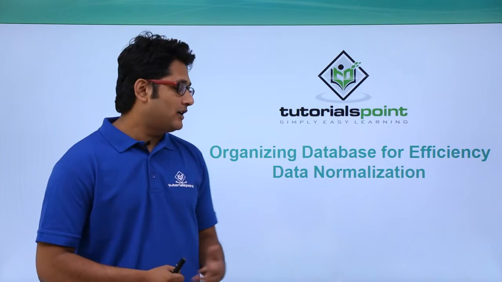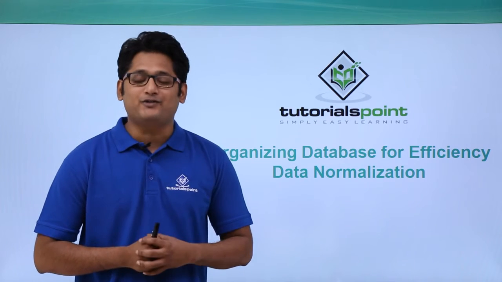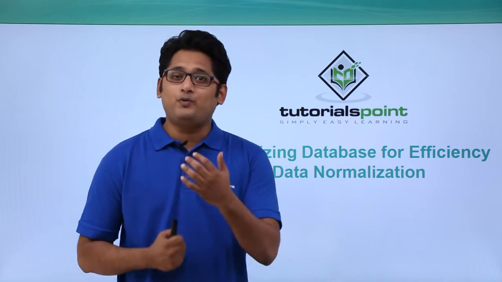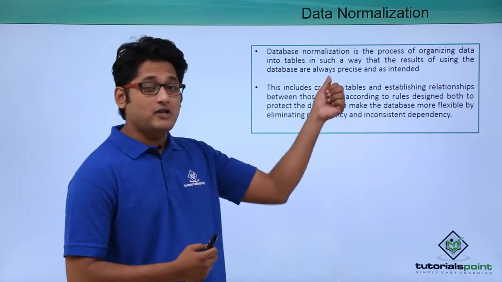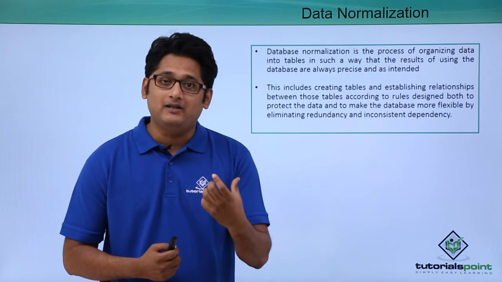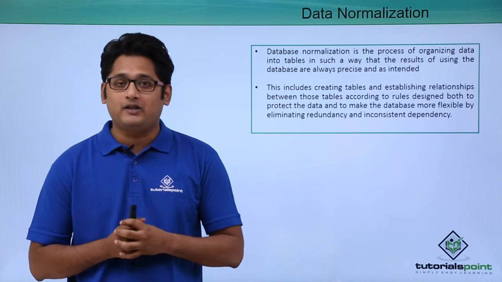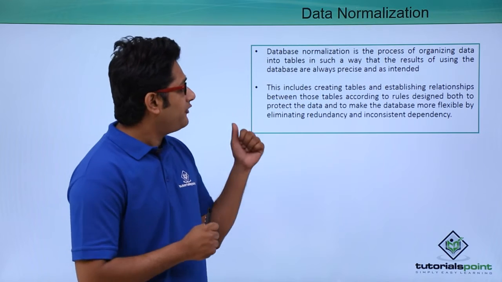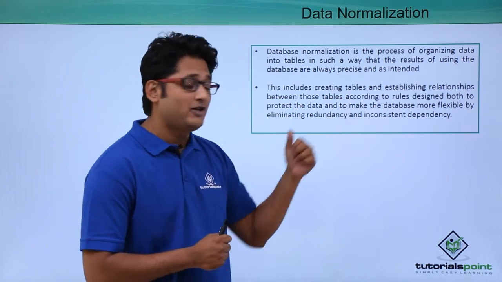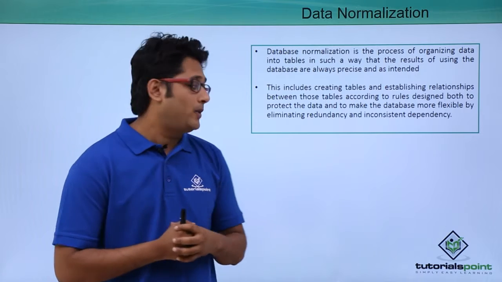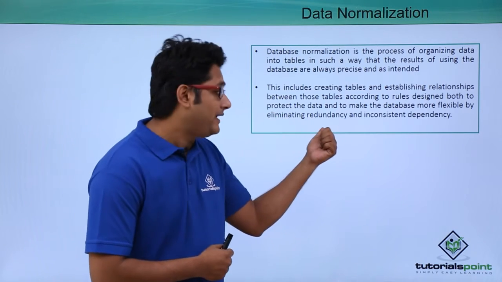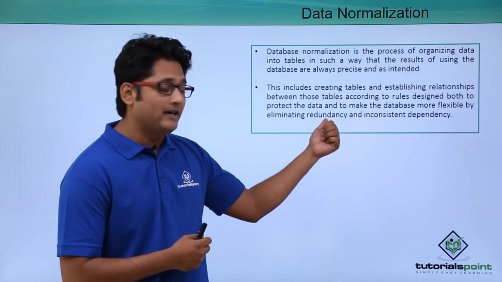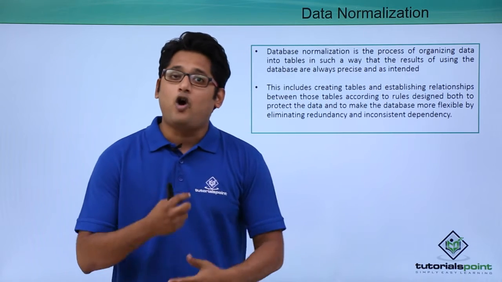In this video, we are going to talk about data normalization in Microsoft Access 2016. Now, data normalization is a very complicated and huge topic. But if I put it in simple terms, it is the process of organizing the data in a table in such a way that the result we yield using this data will always be crisp and accurate. This also includes creating tables and establishing a relationship between them in such a way that it will help me protect my data and make my database more flexible, so that we eliminate the redundancy and the inconsistent dependency of my results.